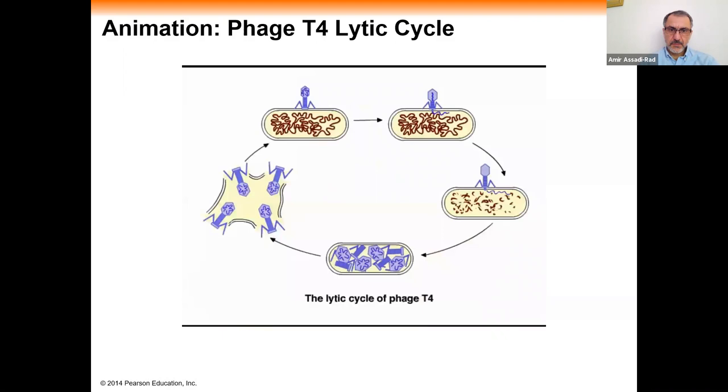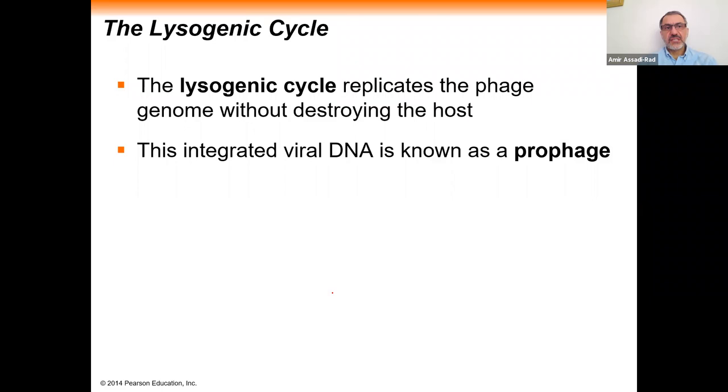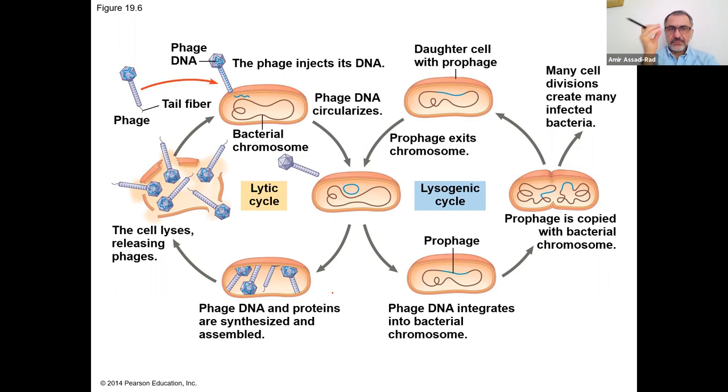Right, lytic cycle, you guys. Okay, remember that. And then we have the lysogenic cycle, which I will talk about. Here we go. The lysogenic cycle replicates the phage genome without destroying the host cell. This integrated viral DNA is known as prophage. So here it is. That's what really happened, guys. I hope you understand it and you know what we are talking about.